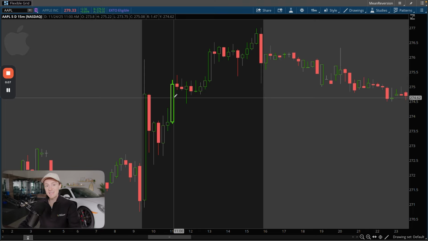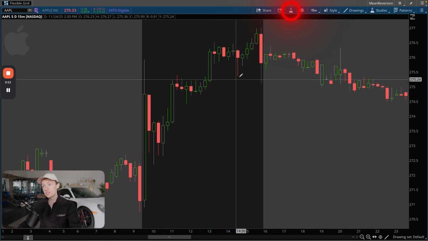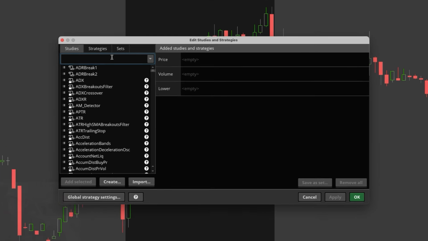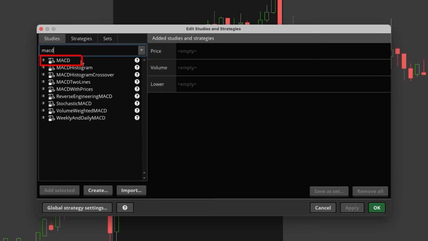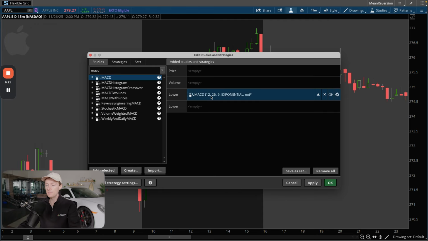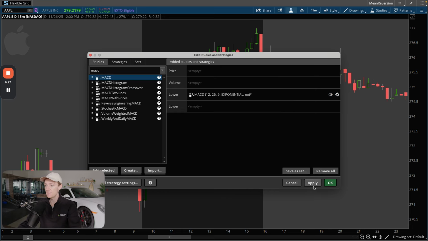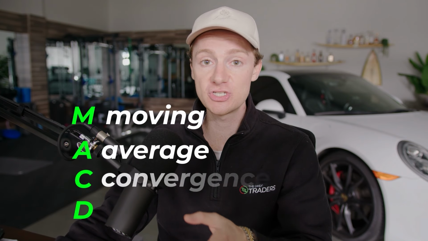So the first thing that you're going to do, no matter what broker you're on, is head over to your indicators, and look up MACD. You're going to pull up the MACD, and I'm going to leave all of the settings as default. So I'm actually not going to change anything. We're going to hit OK and hit apply. Now, MACD stands for Moving Average Convergence Divergence.